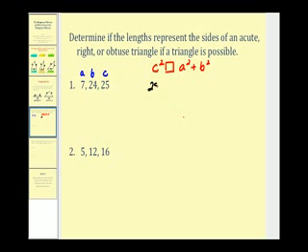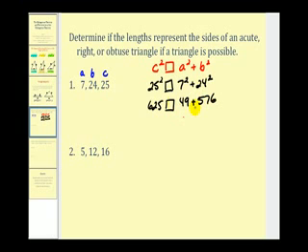Since c is 25, we'll have 25 squared, and on the right we'll have 7 squared plus 24 squared. Well, 25 squared is 625, 7 squared is 49, and 24 squared is 576. In this case, we have 625 on the left, and we also have 625 on the right. So this tells us that c squared is equal to a squared plus b squared. Therefore, we have a right triangle.